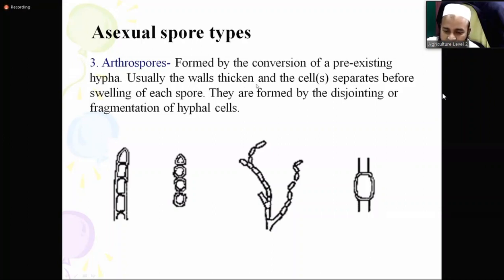Usually the wall thickens and the cell separates before swelling of each spore. So a cell becomes separated, and after separation it swells and bulges. They are formed by the disjoining or fragmentation of hypha. How do they form? One cell disjoins from another cell, or by fragmentation, cutting like this. So you understand what arthrospore is.